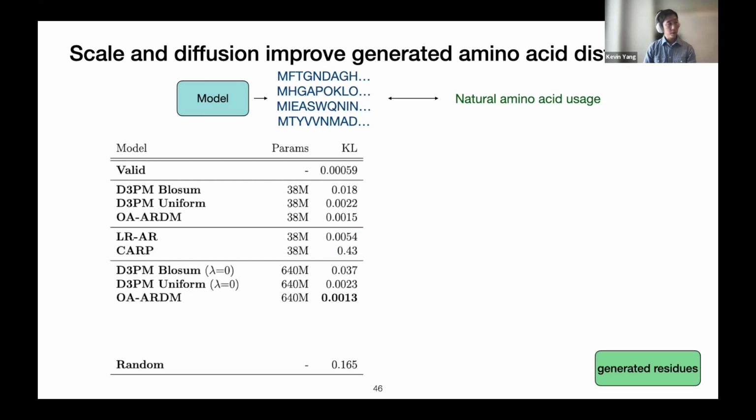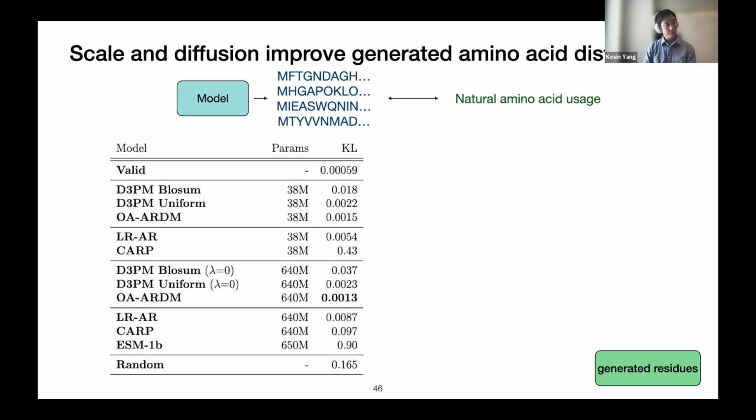We then scale these up. So we have D3PM Blossom and Uniform again, and OA-ARDM. So you can see that scaling up, for D3PM, it doesn't seem to improve the single order distributions much, but OA-ARDM does improve a little bit. And scaling up also doesn't make the baselines much better. So left-right autoregressive and CARP are still worse.